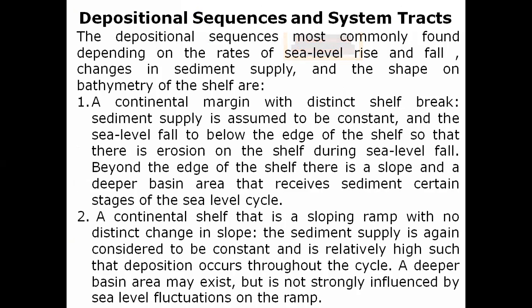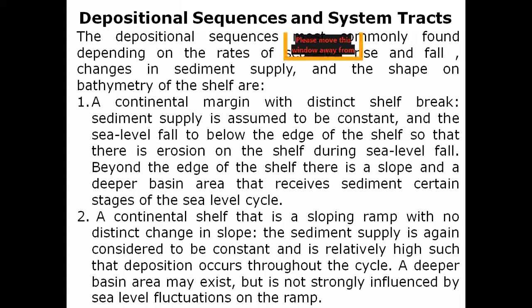The depositional sequences most commonly found, depending on the rates of sea level rise and fall, changes in sediment supply, and the shape or bathymetry of the shelf, are: number one, a continental margin with distinct shelf break. Sediment supply is assumed to be constant, and the sea level falls below the edge of the shelf so that there is erosion on the shelf during sea level fall. Beyond the edge of this shelf, there is a slope and a deeper basin area that receives sediments at certain stages of the sea level cycle.